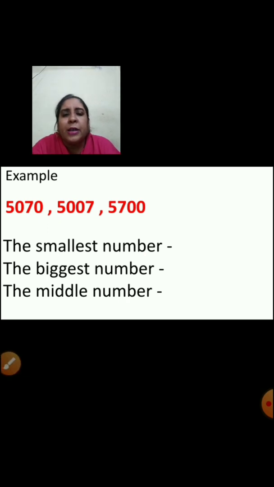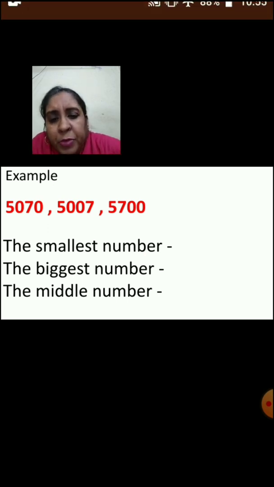Now let us take another example. Now here the numbers are given: 5070, 5007, 5700. Now we have to arrange these numbers in ascending and descending order. Plus we have to write which is the smallest number, biggest number and the middle number. So what we should do first? First we will see the place.